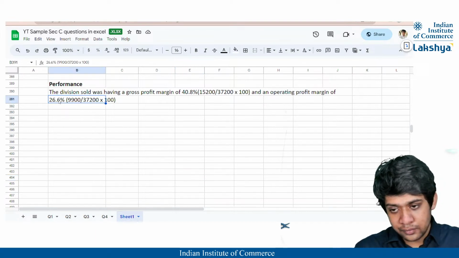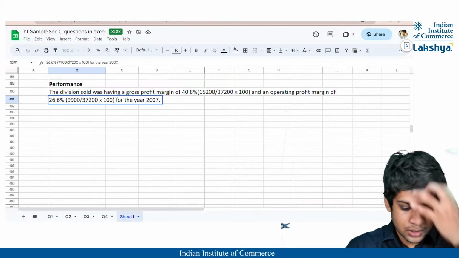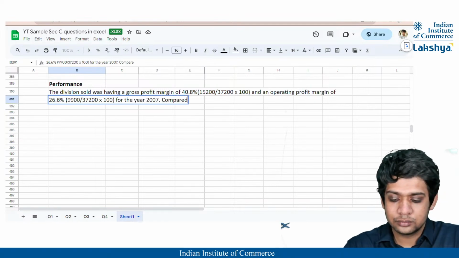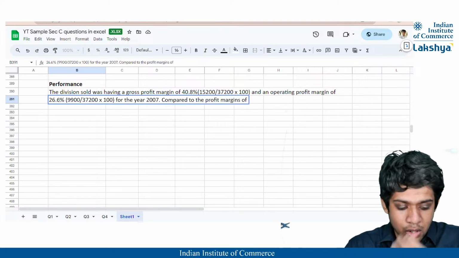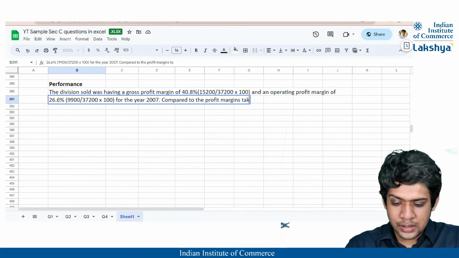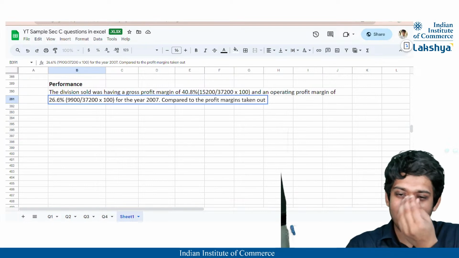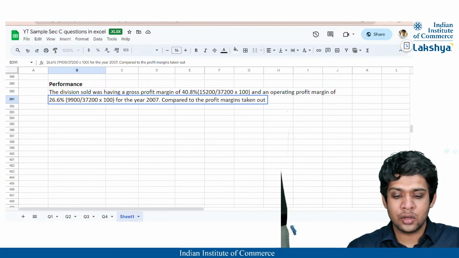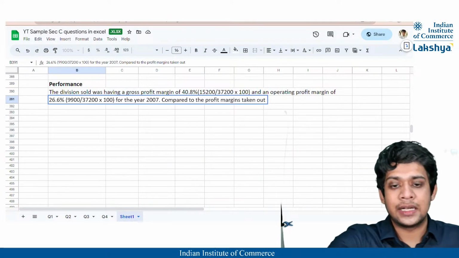And yes, for the year 2007, compared to the profit margins taken out, you can compare it with the profit margins which are taken out of 2007 and of 2008. Okay, just give me 1 second, guys. Sorry. Yes, let us continue.